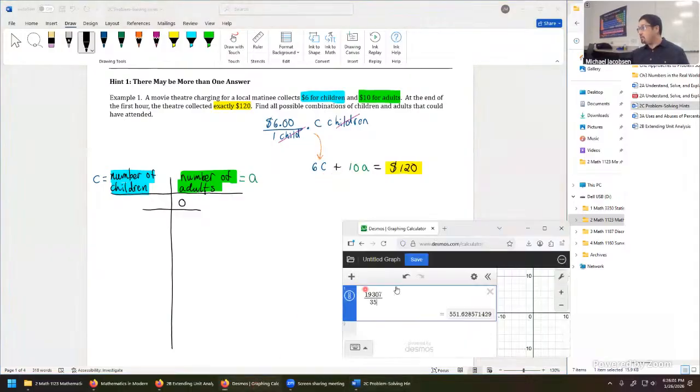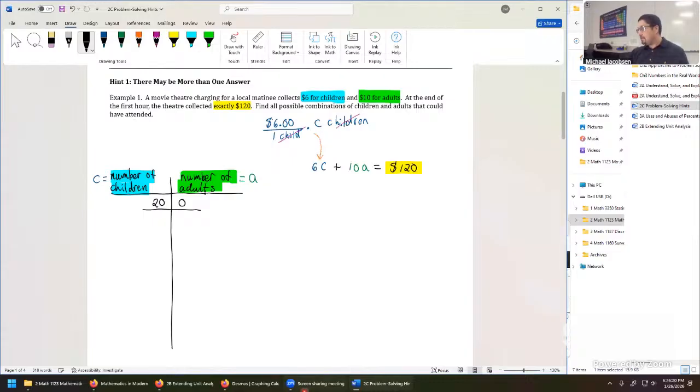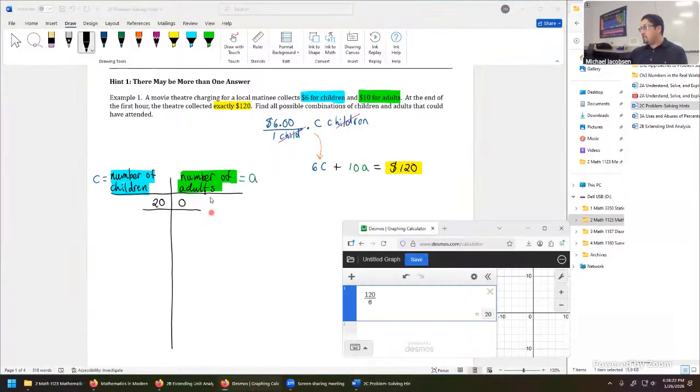That would have to be, if we go into the calculator, 120 divided by 6 for 20 children altogether. So that would be kind of weird. Maybe it's a kid movie and the adults are probably supervising nearby. That's kind of a strange situation. But if we have 0 adults, 20 children, we should come out to $120 altogether.